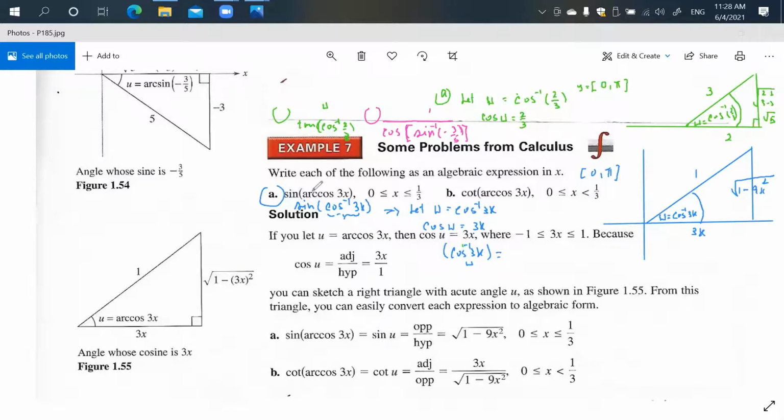It should be like that, because the question needs sine, not cosine. So this one is sine of arc cosine 3x, and arc cosine 3x is u. So we want sine, correct? Now from the picture, sine u, sine is opposite over hypotenuse. So you have square root of 1 minus 9x squared over 1, right? So that means square root of 1 minus 9x squared. This is the final answer.